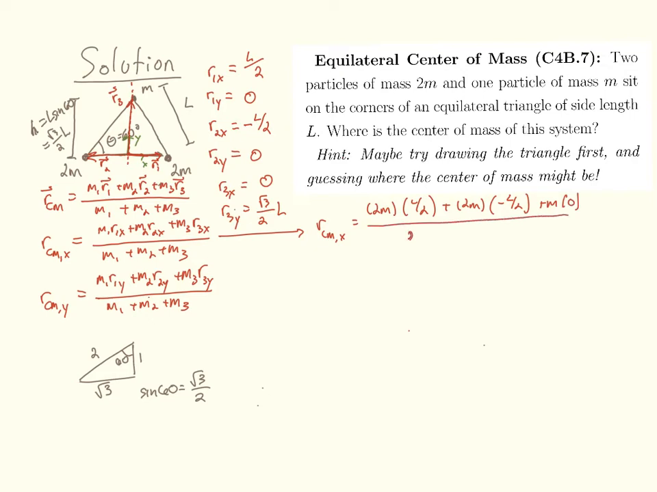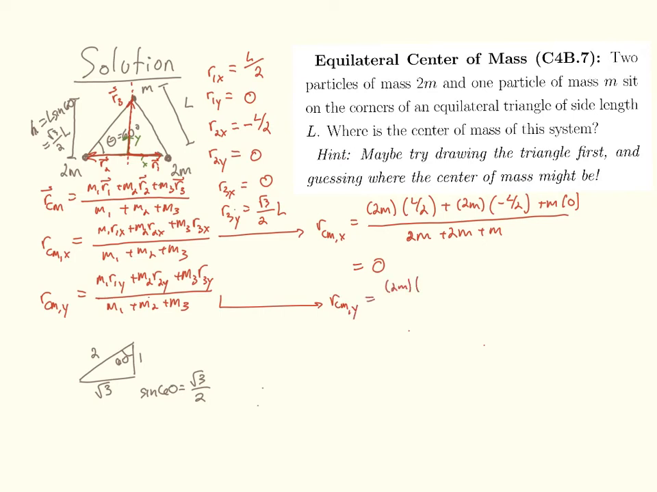Divide by the sum of the masses, 2m plus 2m plus m. But you can see that 2m times L over 2 is canceled by 2m times minus L over 2, and there's no contribution here. So this comes out to be 0, which is, of course, exactly what we expected, because that's why we picked that coordinate system in the first place. So now let's do center of mass in the y direction.